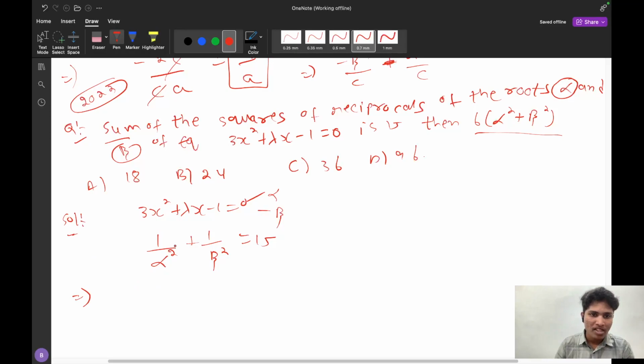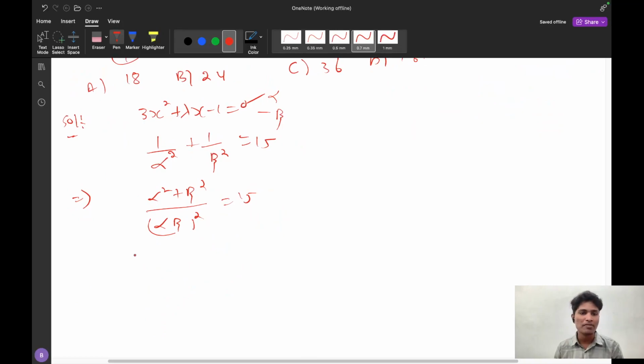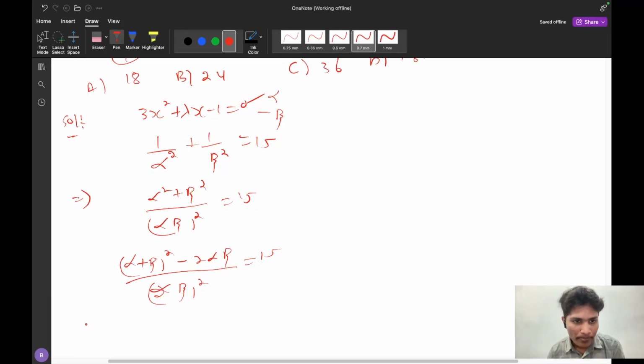Now simply 1 by alpha square plus 1 by beta square equal to 15. I can take the LCM: (alpha square plus beta square) divided by (alpha beta) whole square is equal to 15. And what is alpha square plus beta square? It is (alpha plus beta) whole square minus 2 alpha beta, divided by (alpha beta) whole square, equal to 15.